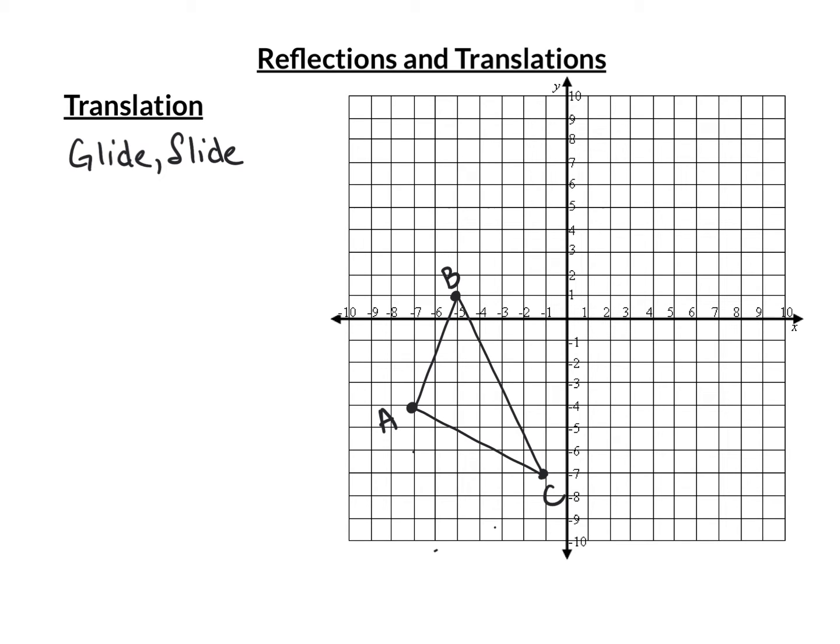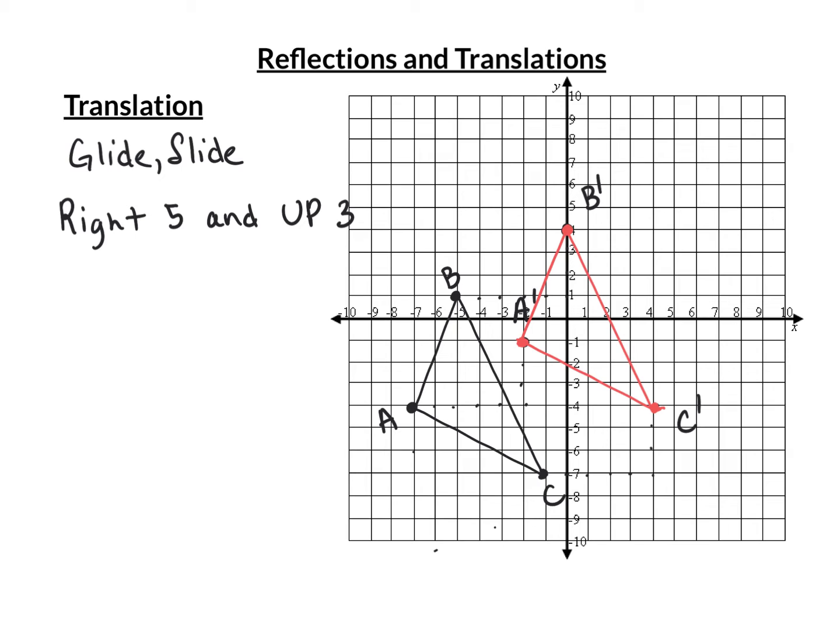A translation is a transformation that slides a figure in one direction in the coordinate plane. If you were asked to move this figure right 5 and up 3, each point would slide along to the right 5 and then move up 3. This is B prime, the new location for B. A, go right 5 and up 3. There's A prime. And C, go right 5 and up 3. Connect these dots, and you have yourself a translation.